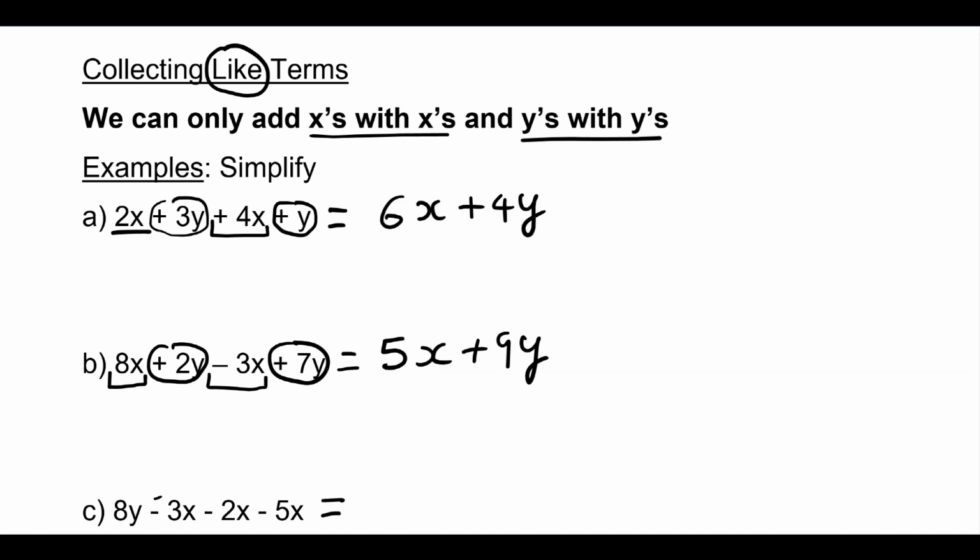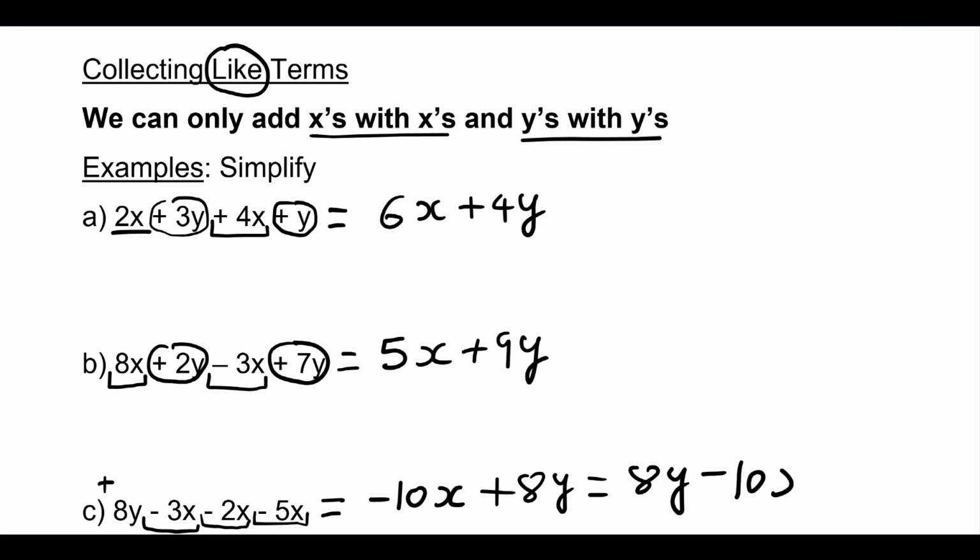Lastly, I have minus 3x, take away 2x, take away 5x, and I can work that out with a number line. I've got minus 3, take away 2, that's minus 5, and if I then take away another 5, I will get minus 10. So I have minus 10x. There doesn't seem to be any sign in front of the 8y, which means that it's really a plus. So I can think of this as minus 10x plus 8y, or equally 8y take away 10x.